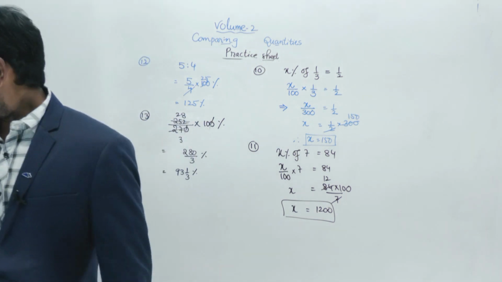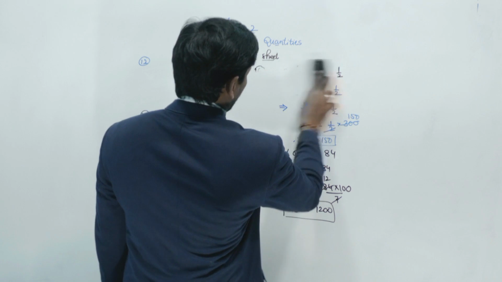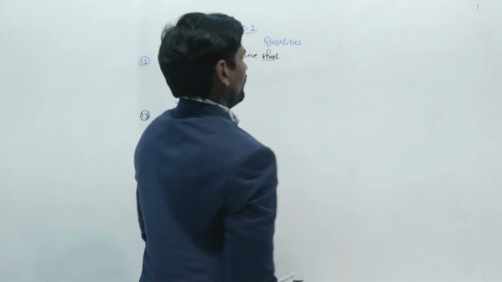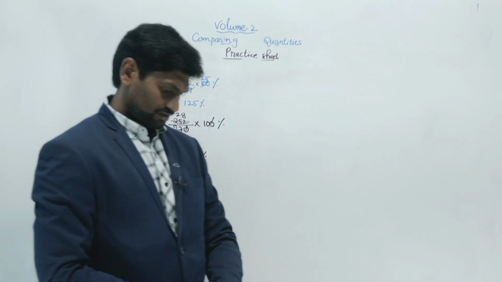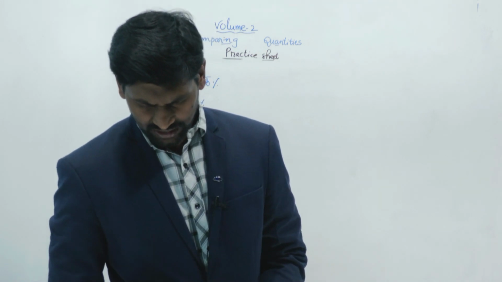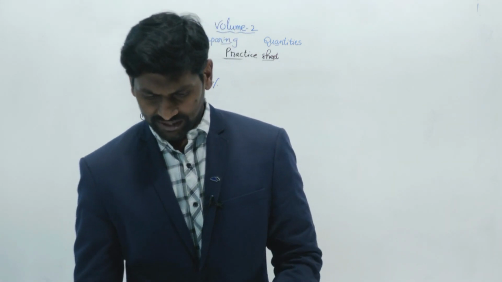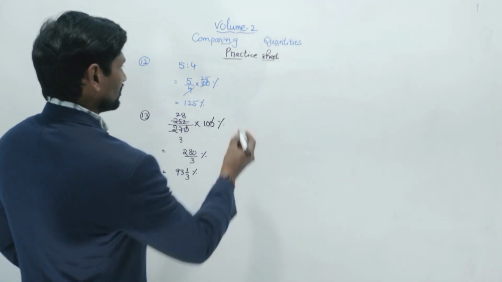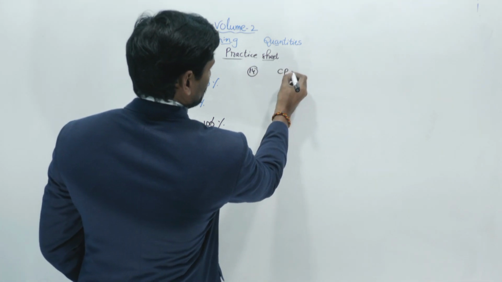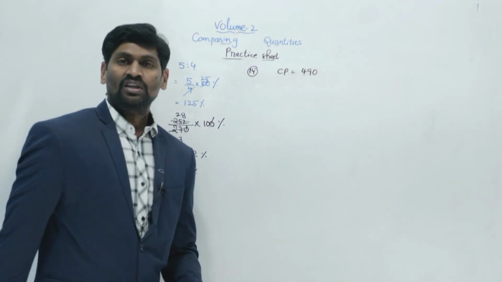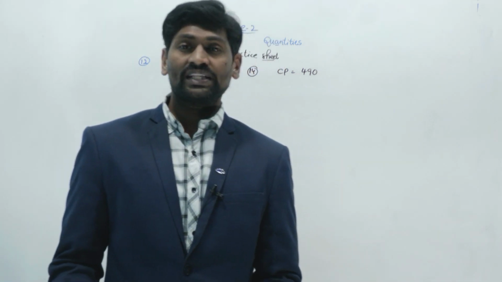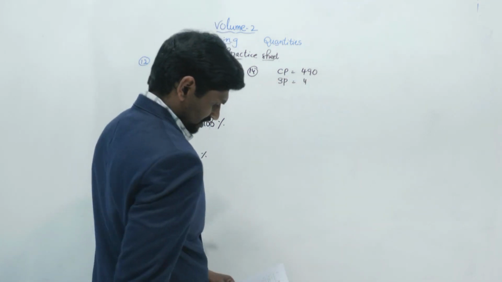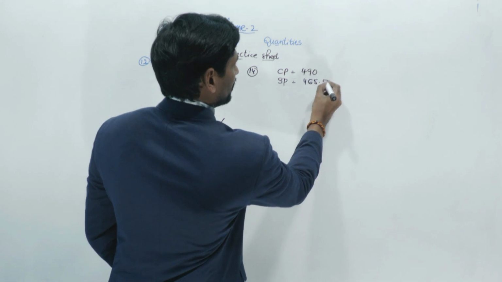Problem number 14 is the ratio. If a radio is purchased for 490 rupees, purchasing means cost price for us, 490 rupees, and sold for 465.50, sold means selling price, 465.50.